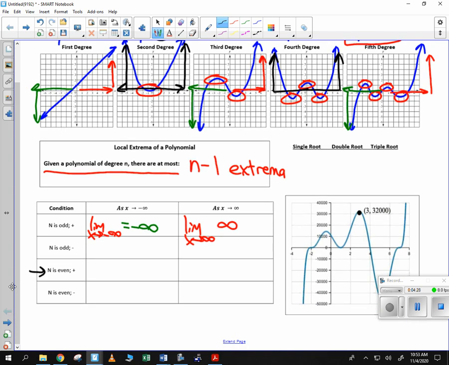So if n is even, the limit as x goes towards negative infinity is positive infinity. And the limit as x goes towards positive infinity is again infinity. That's what happens.